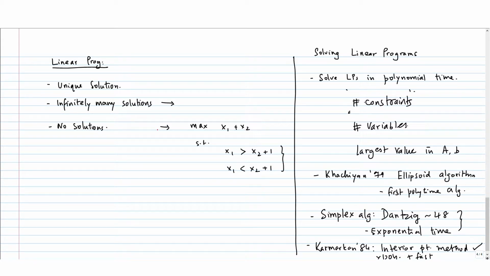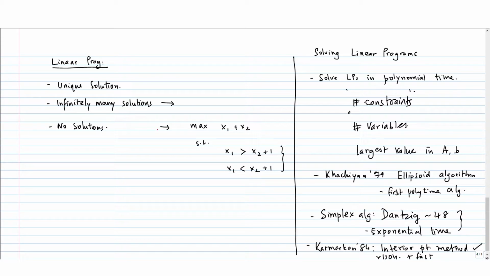There is the ellipsoid method and the interior point method, which are both polynomial time algorithms. Interior point method is fast. The ellipsoid method is not practical. The simplex algorithm runs in exponential time, but is eminently practical.